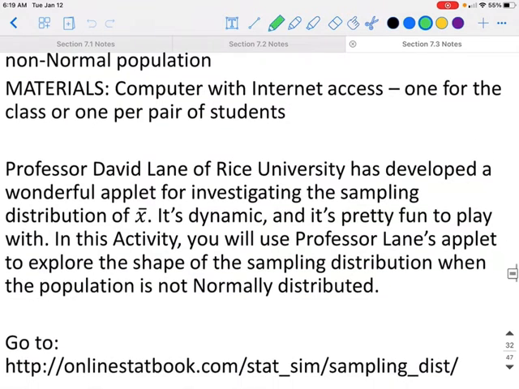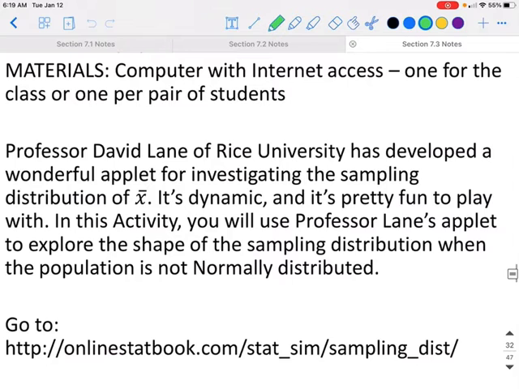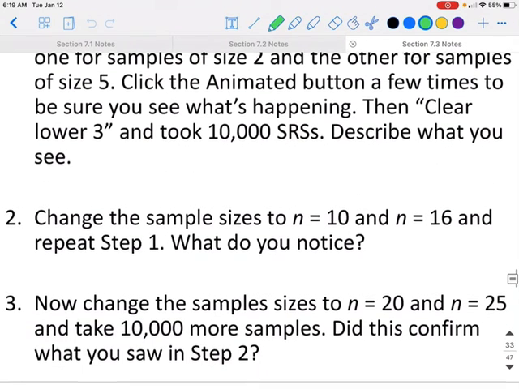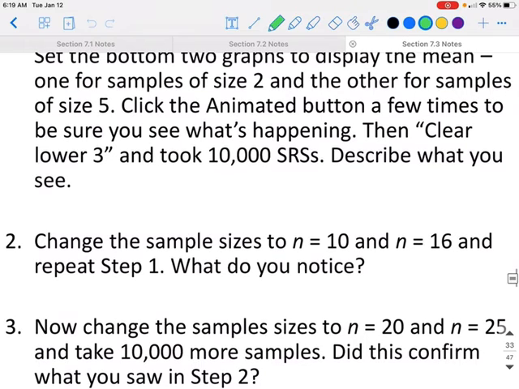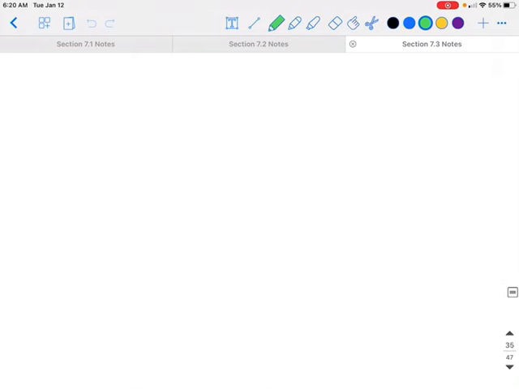So if we go back to that same internet applet where we looked at the different shapes, you would still use the same concept. Instead of starting with a normal distribution, you would start with a skewed distribution. You would take different sample sizes and see what the approximate sampling distribution would look like.